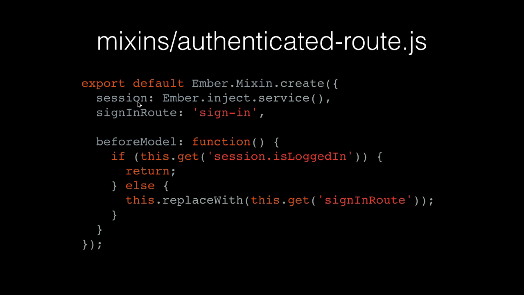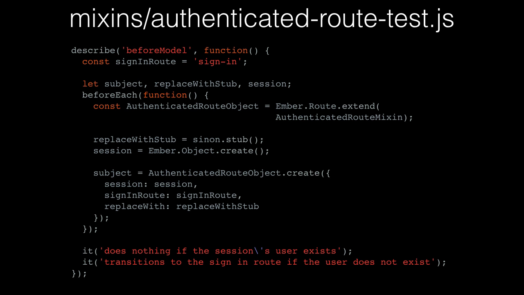So I inject a session in here, which, just imagine, tracks some state. Then which route I want to go to if you're not signed in. And so we ask the session, hey, is this user logged in? If so, don't do anything. Otherwise, let's replace whatever route you're in with the sign-in route and make them sign in. So here is my test.